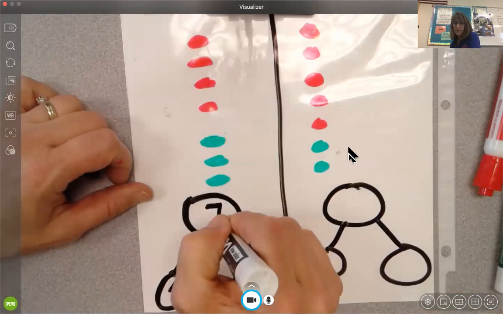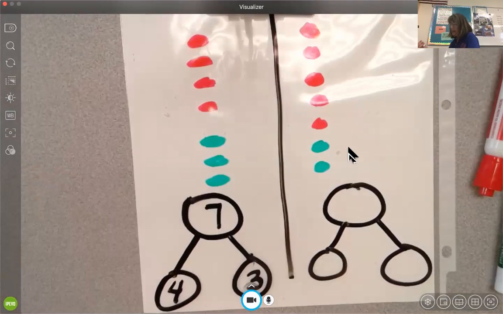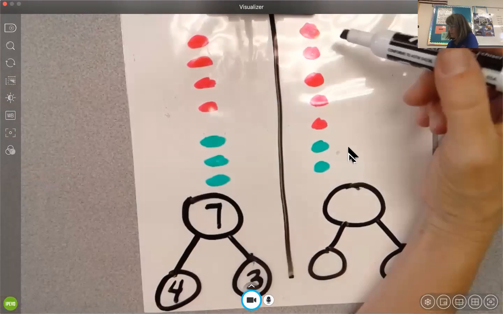Altogether, Tom has 7 cars. Now let's go over to Dave. Dave had 5 red cars. I remember that. 1, 2, 3, 4, 5. So we're going to put the 5 right there.